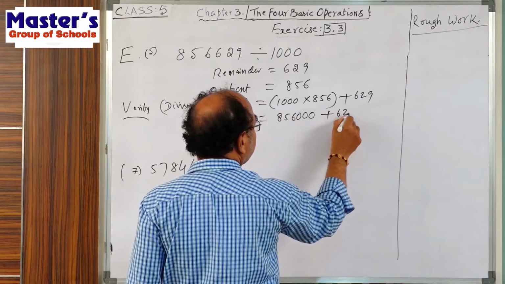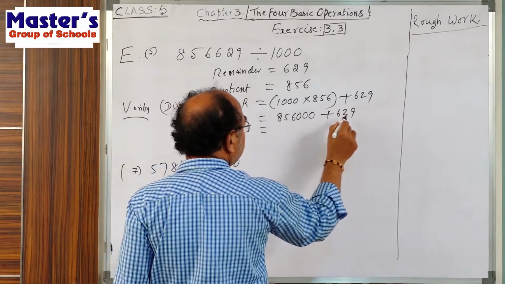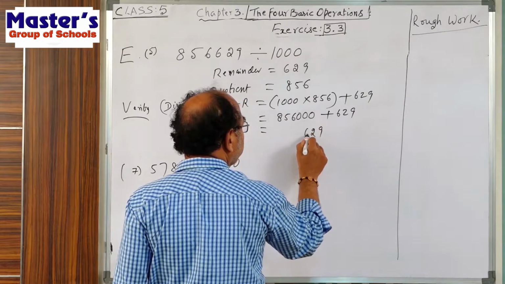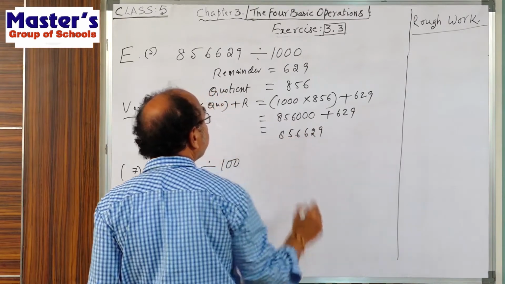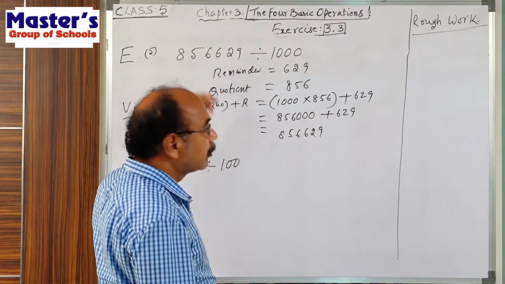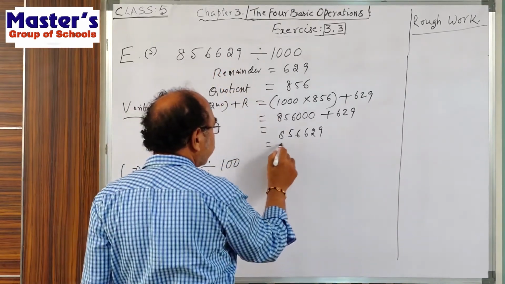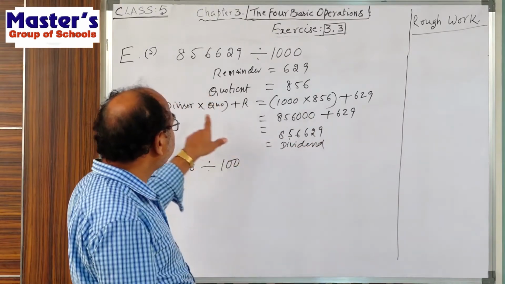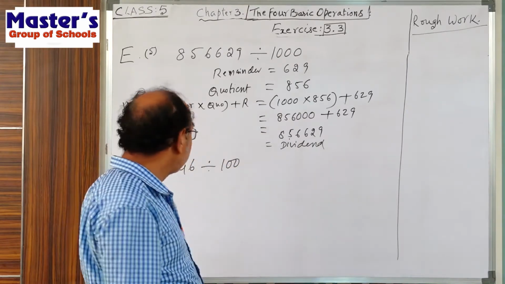Now add 620. That is 0 plus 0, 0. 2 plus 0, 2. 6 plus 0, 6. Next to 6, 5, 8. So 856620. That is the dividend we got again. So dividend is equal to divisor into quotient plus remainder. Like this.